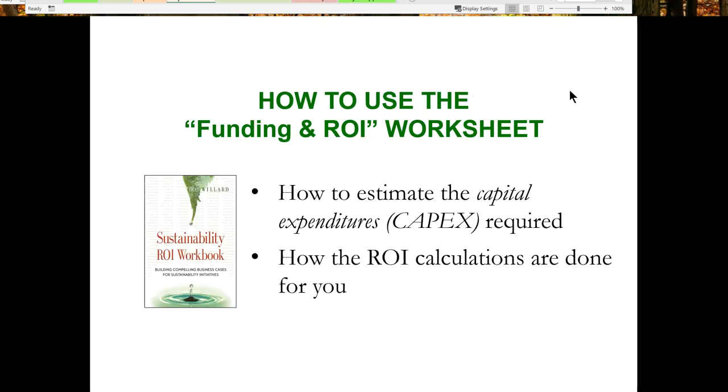So that's a quick overview of the Funding and ROI worksheet, which is really the heart of the whole workbook. It gives you a chance to estimate how much money you need for the project, where that money is coming from, and how this is going to be a good project, good return on investment for the company to undertake.